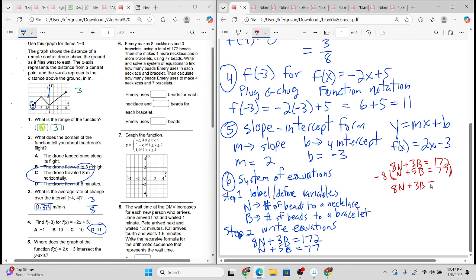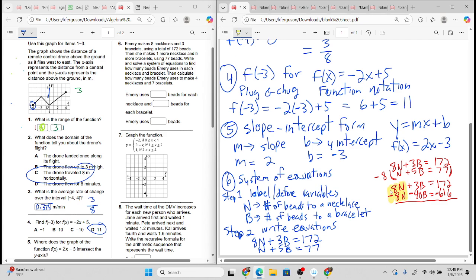So the first equation stays the same. And now I got 8 times N, so that's -8N. Then I've got -8 times 5B, that is going to be -40B. And then I've got -8 times 77. Well, -8 times 7 is 56. Carry the 5. -8 times 7 is 56, plus 5 is 61. So that's -616. So now I'm going to combine these two equations.